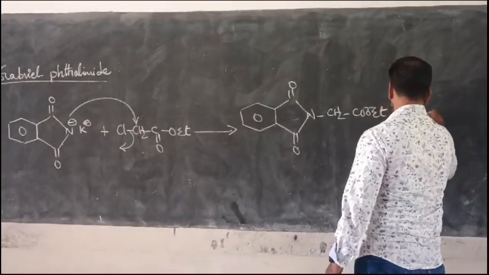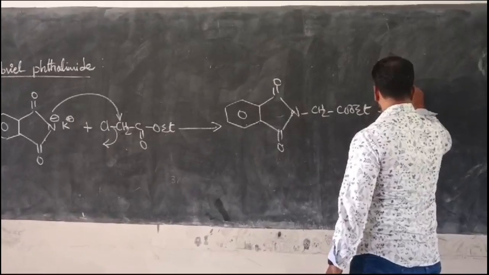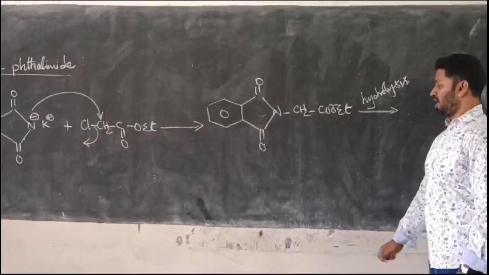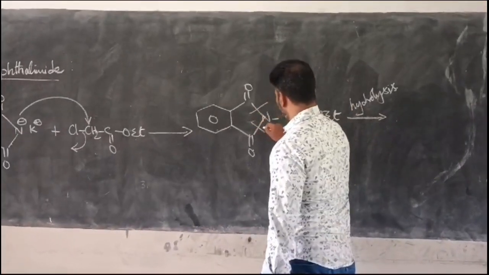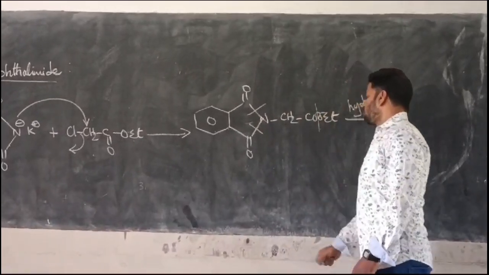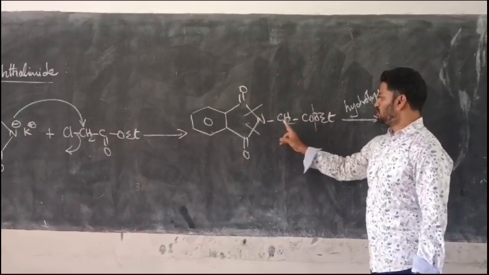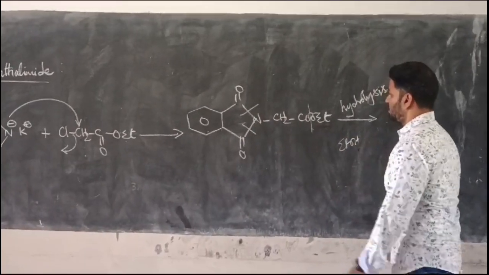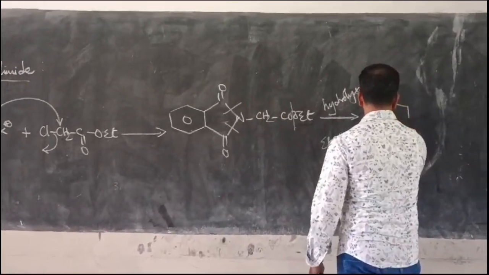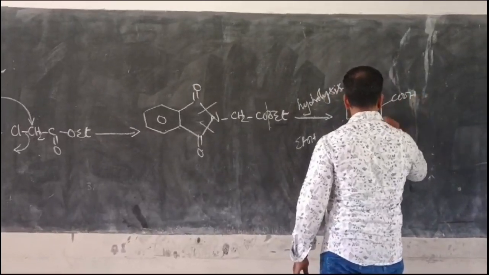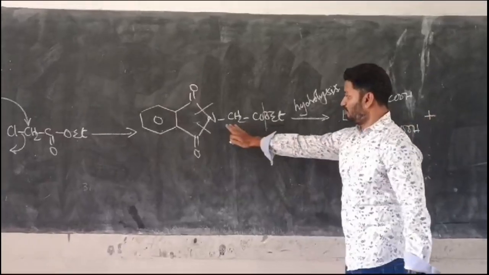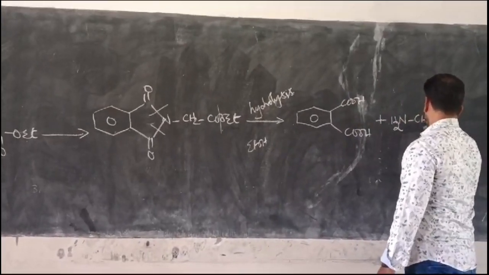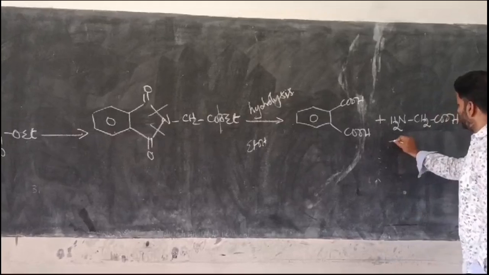This undergoes hydrolysis. When we hydrolyze this molecule, we break this bond, this one, and over here, right? So what happens? It will result in the formation of NH2, CH2, COOH. This one gets eliminated as EtOH, right? And this will form the dicarboxylic acid, COOH, COOH, and the remaining part will become NH2, CH2, COOH. So we have obtained an amino acid.